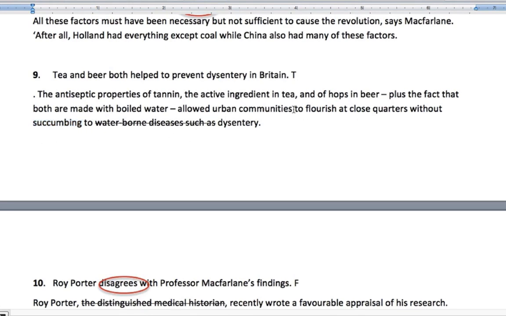But you must also use common sense. They are talking about tea and beer as good things, as positive things. So they're saying tea and beer are good. So preventing this disease, dysentery, is good. So therefore you could just guess that it's true.